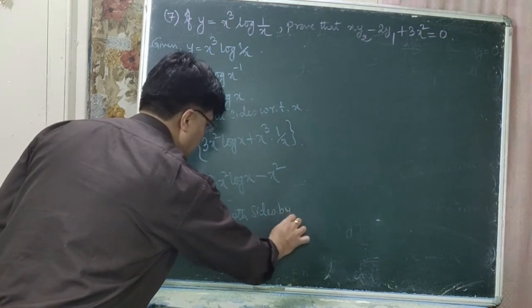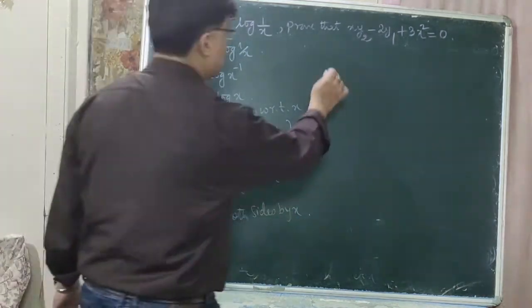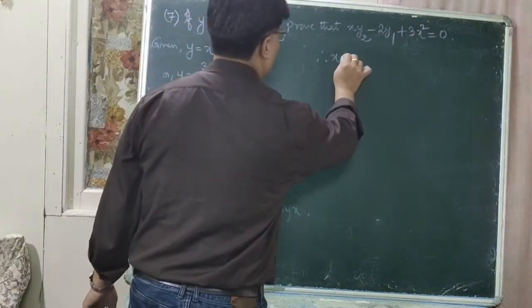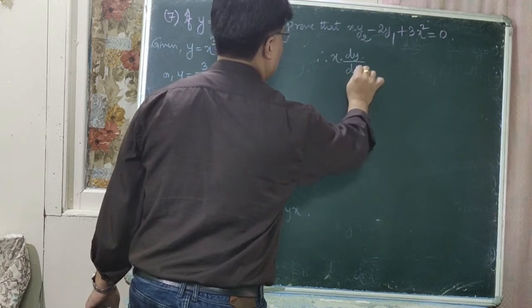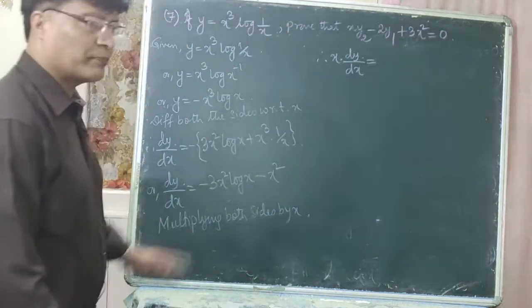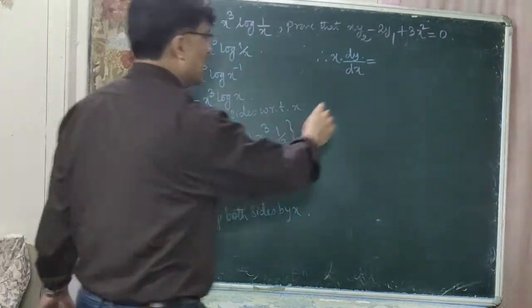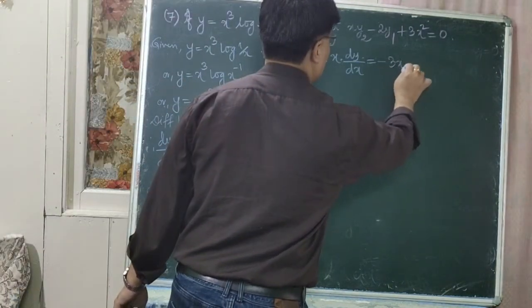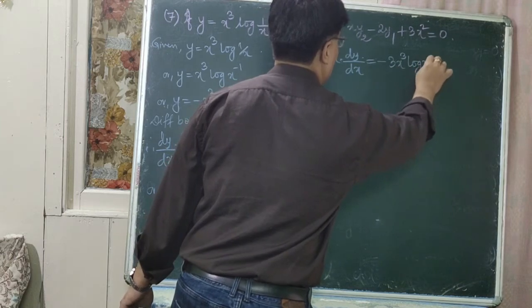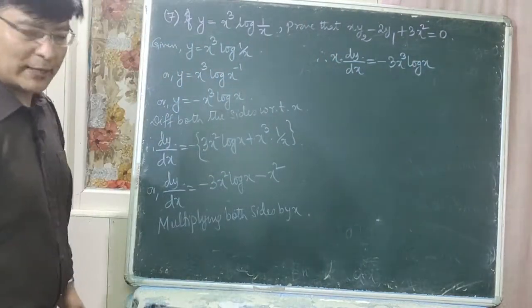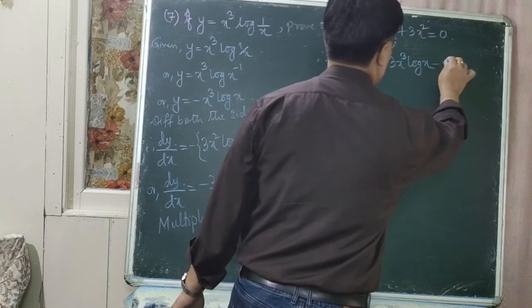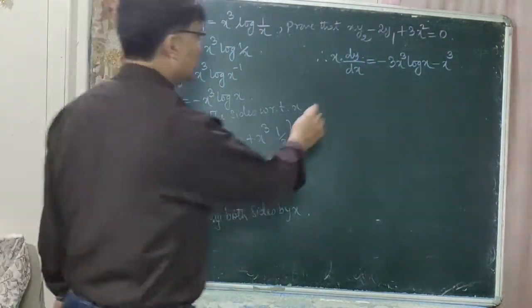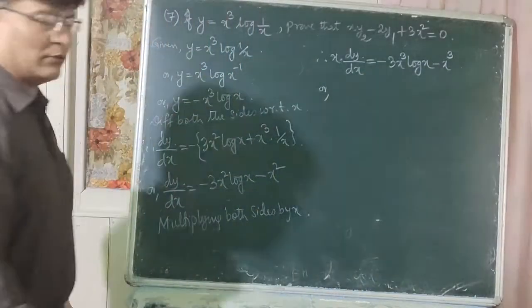Multiplying both sides by x. So what do we get? Therefore, x into dy by dx, which is equal to, now on the right hand side, minus, now multiply by x here, minus 3x cube log x. Right hand side is also multiplied by x, minus x cube, this is your x cube. Is that clear now?